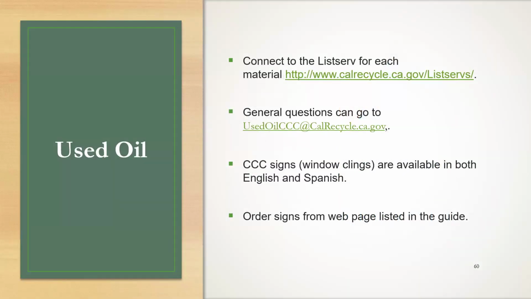Again, listservs, I'm going to keep harping on that because there's tremendous information there. General questions can go to the used oil CCC at calrecycle.ca.gov. And the signs are available. There was a shortage for a while. Somehow somebody made off with a whole bunch of them. So hopefully your orders have been filled now. But you can order those online in both English and Spanish. And that website is in the guide.